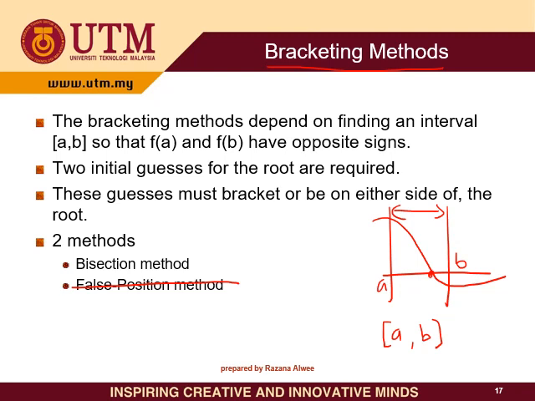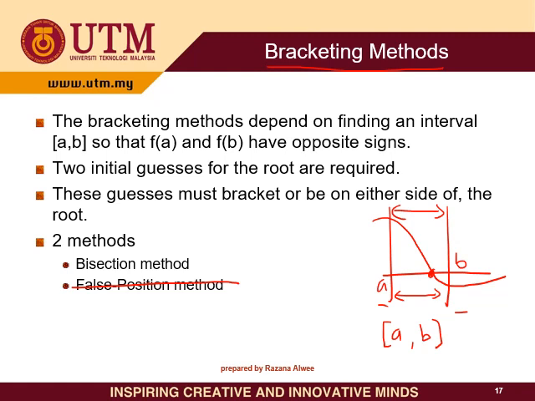If we want to use the bracketing methods, the most important thing is to make sure that we have a root inside the bracket between A and B. We must make sure that we have a root. How to make sure? This is where you must use the intermediate value theorem to check whether there is a root between the brackets A and B. This is very important. If there is no root in the bracket, you will not find an answer.